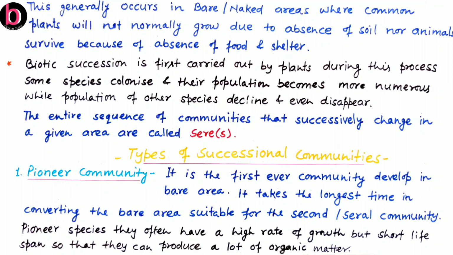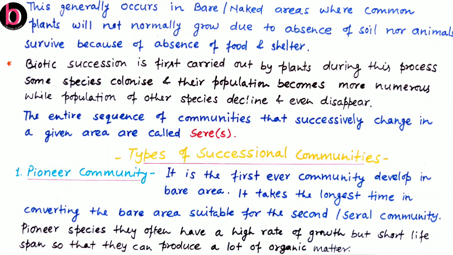Now, the types of successional communities. In any naked or barren area, the vegetation, as succession occurs, may broadly be categorized into three: pioneer communities, seral or transitional communities which exist in the middle of succession, while the last is the climax community.